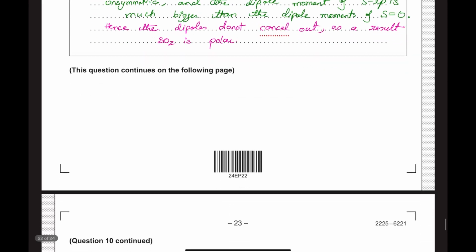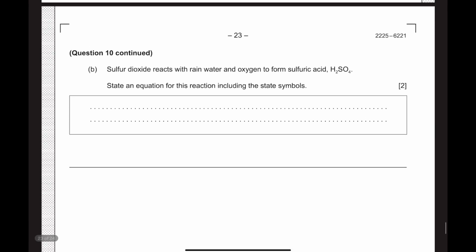Now the last question in this paper. Sulfur dioxide reacts with acid rainwater and oxygen to form sulfuric acid. Write an equation including the state symbols. SO2 gas plus H2O liquid plus O2 gas. These are your reactants. It gives you H2SO4. So we have 2 to the 4, 5 oxygen.